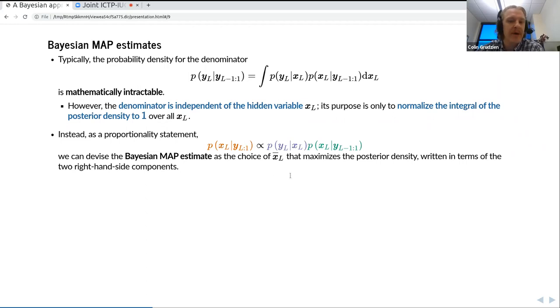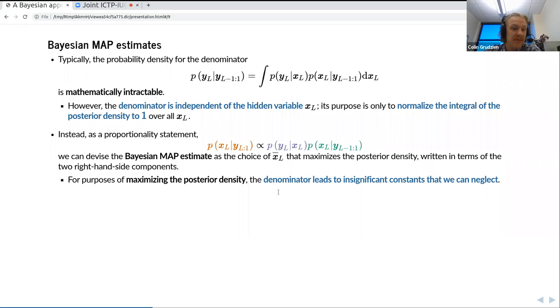So then we can devise this Bayesian maximum a posteriori estimate by finding a particular choice, let's say x_k bar, that maximizes the posterior density on the left-hand side, but written in terms of these two right-hand side components, because maximizing proportionally is absolutely fine. Again, the denominator is just a normalization term, and so we only have to handle the terms on the right-hand side, which is the elegance of this formulation. This is actually a more general derivation than what we're presenting here, because you can include modeling errors and various other terms, and this can encompass a much more complex model, but we're taking just the simple view in this lecture.